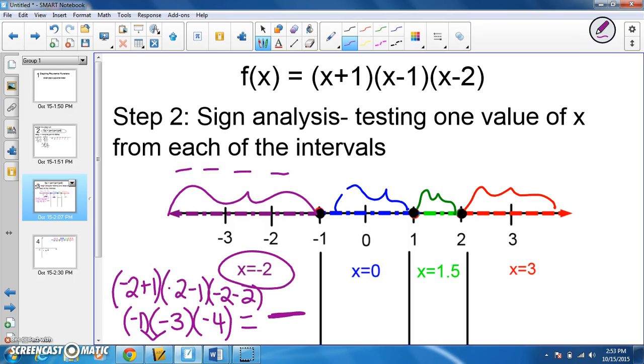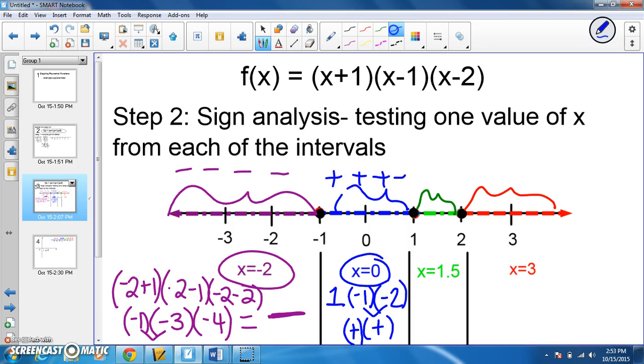Then test 0. I'm plugging in 0 into my original equation. 0 plus 1 is 1. 0 minus 1 is -1. 0 minus 2 is -2. Negative times a negative is a positive times another positive, making our blue interval positive.